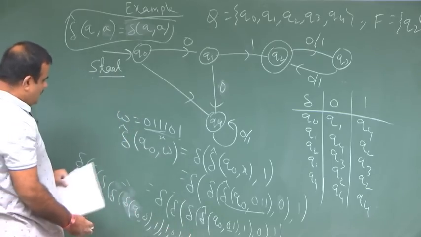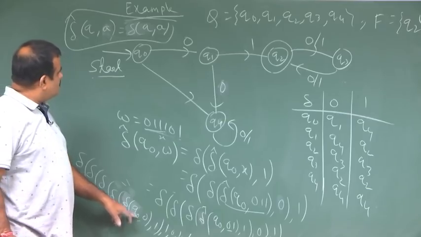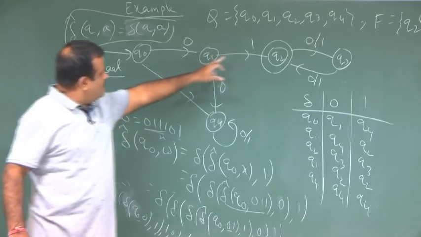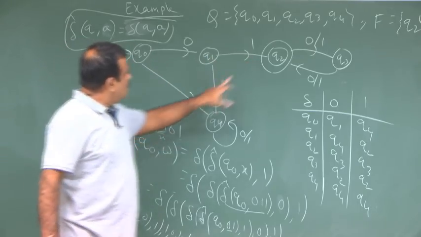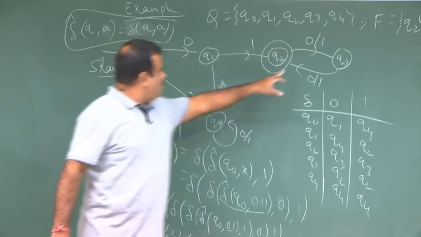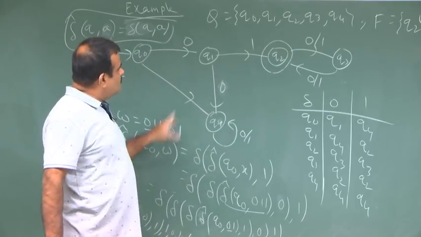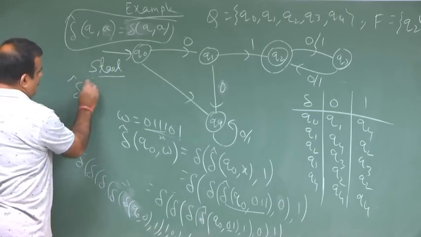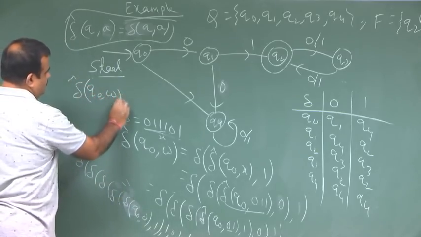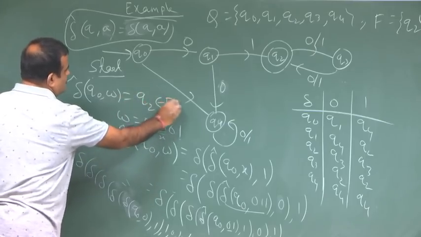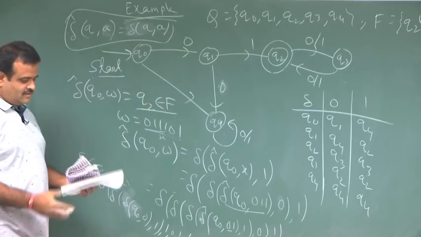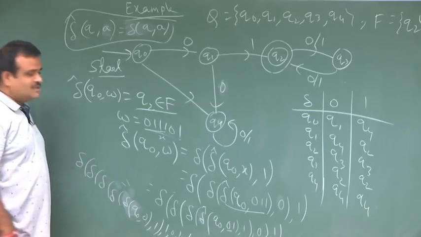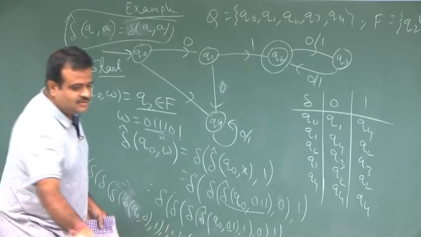Now, what is q0 comma 0? It will go here, then 1 will go here, then 1 will go here, then again 1 will come back here, then again 0 will go there, and again 1 will come back here. So that means delta hat of q0 comma this w is nothing but q2, which is the accepted state. So this is a string which is accepted. This is just an example.